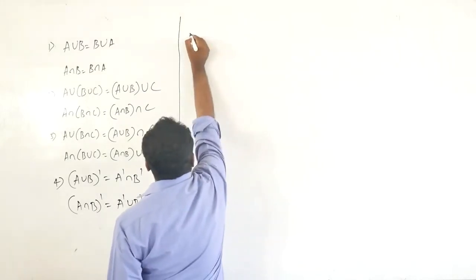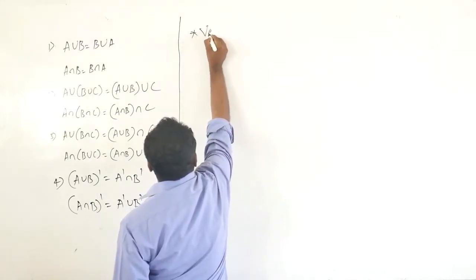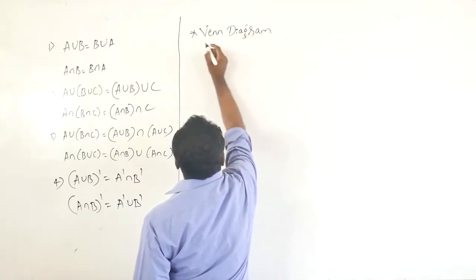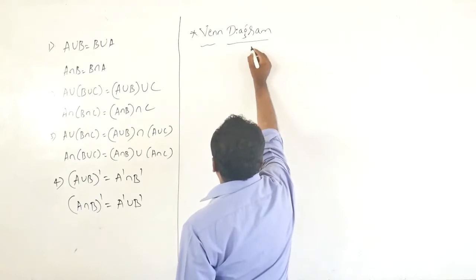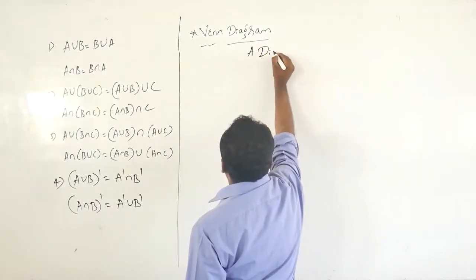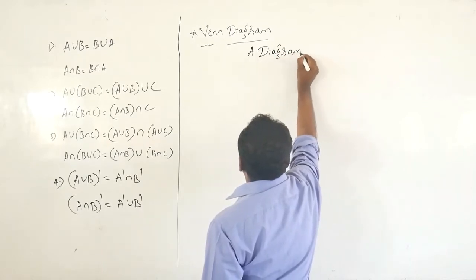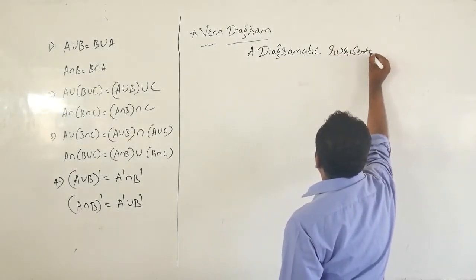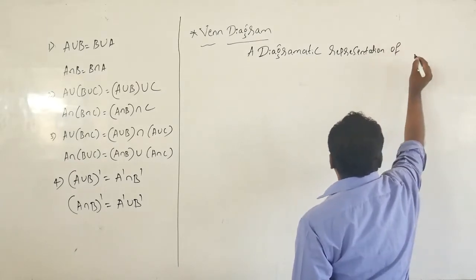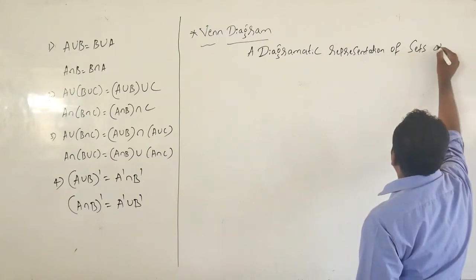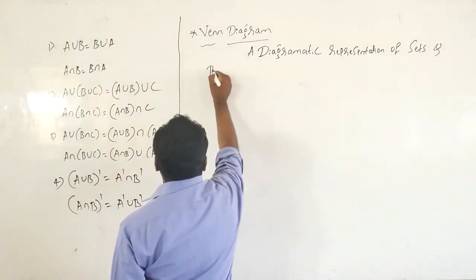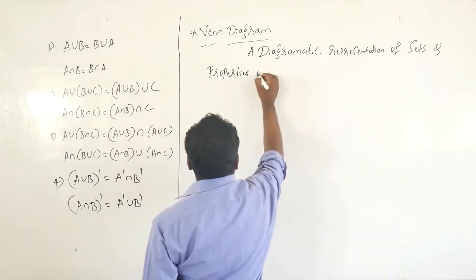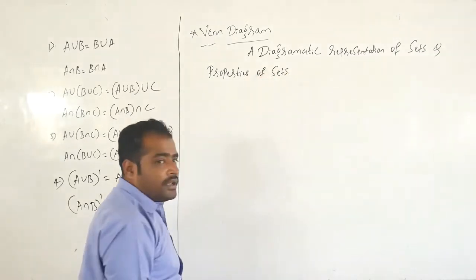So next one, Venn diagram. A diagrammatic representation of sets and properties of sets is called Venn diagram.